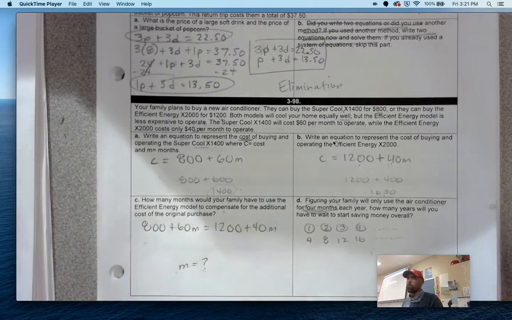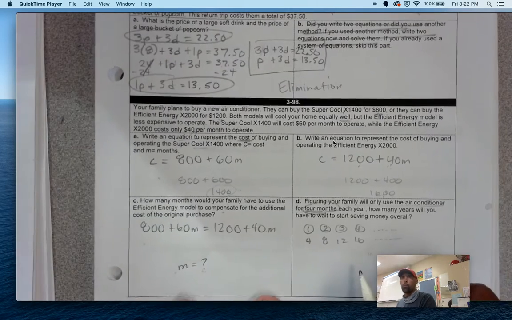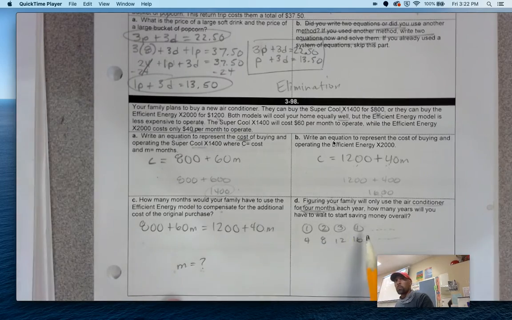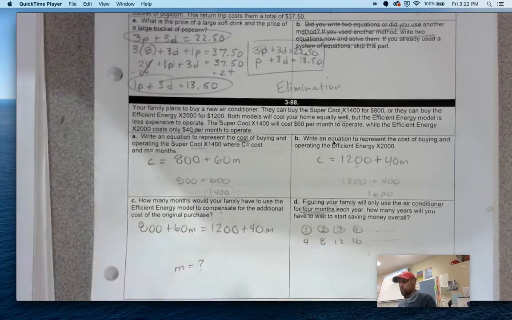I mean, in San Diego, we probably use it way more, right? We're using it like more than half of the year. Okay, but in this situation, basically, figure that out. How many years is it going to take?